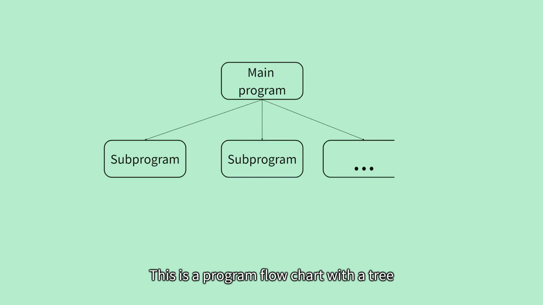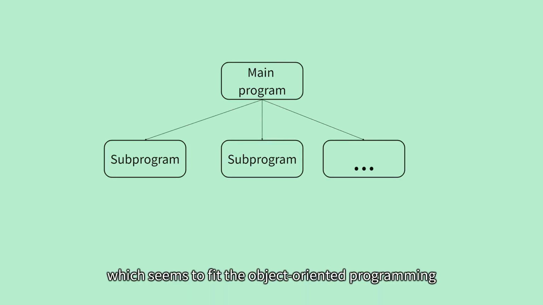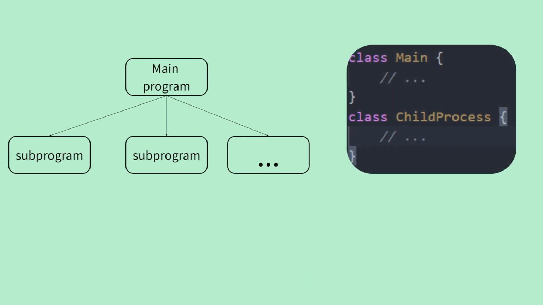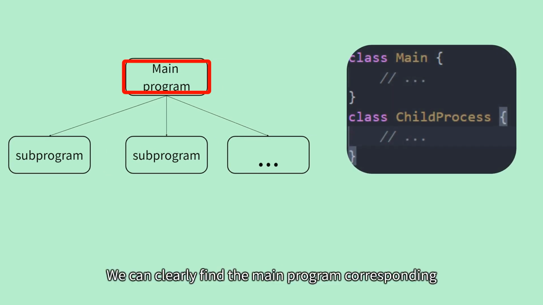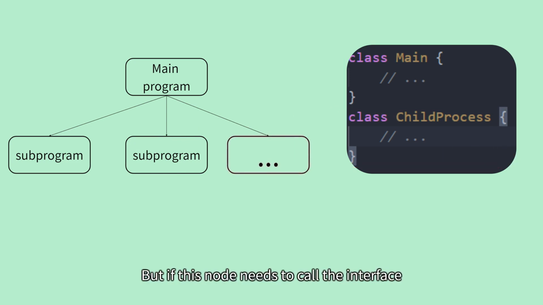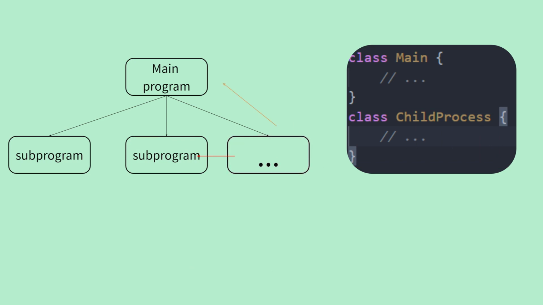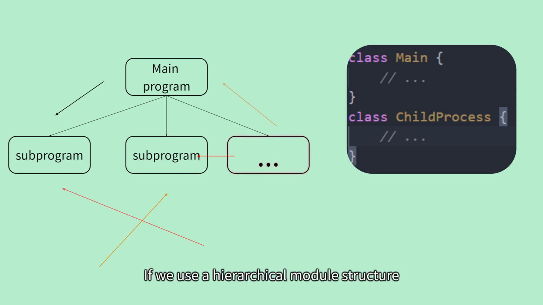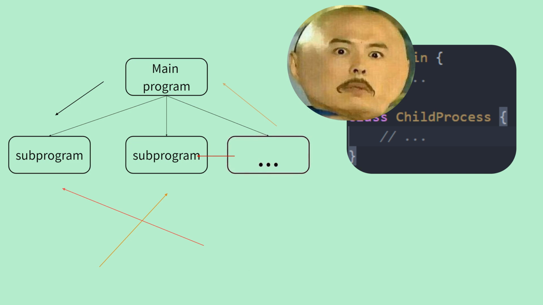Let us find out. This is a program flowchart with a tree structure, which seems to fit the object-oriented programming paradigm. We can clearly find the main program corresponding to the main class and the subprogram corresponding to the child class. But if this node needs to call the interface of that module, the data here needs to be shared with these functions. Then, how about this? If we use a hierarchical module structure to organize the code, it is really daunting. Let us forget all this.